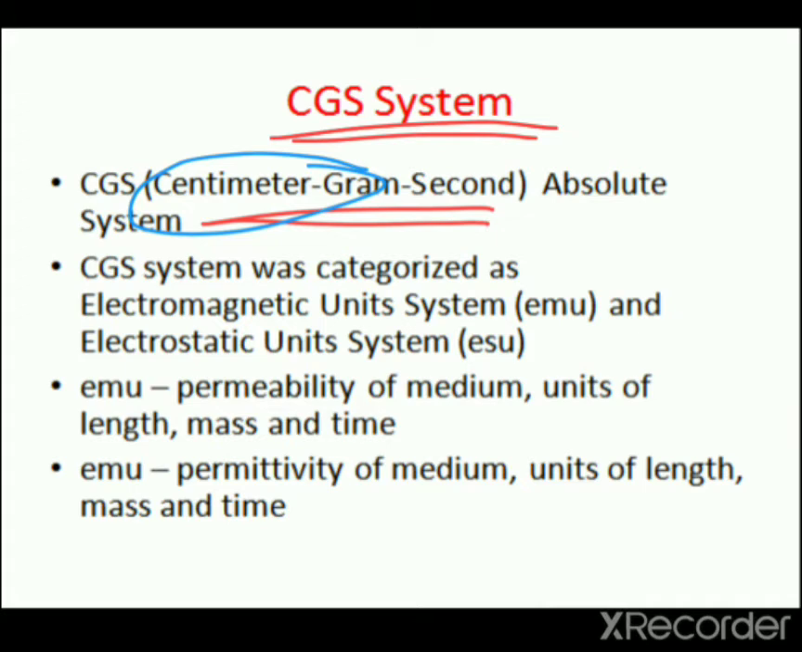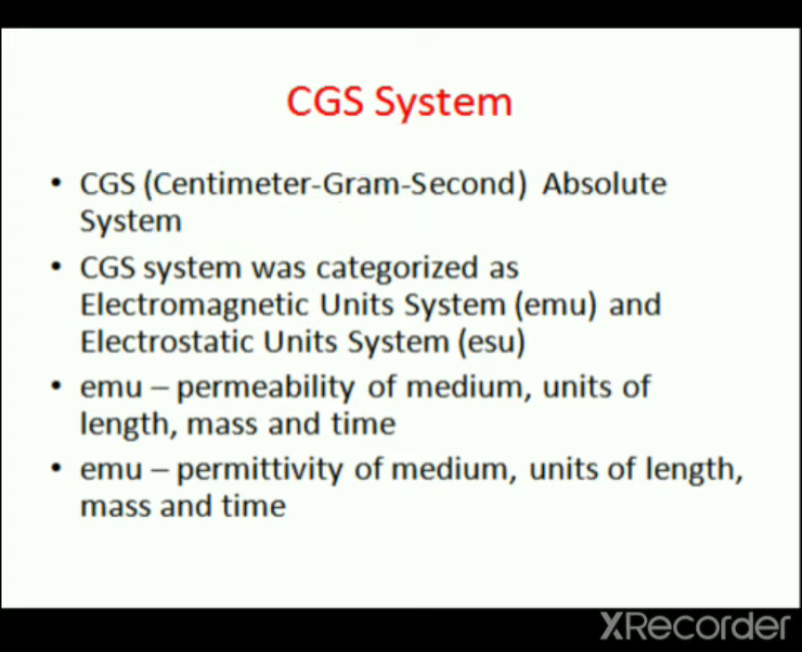To overcome the complications of the CGS system, a later new system was introduced, which is known as the MKS system of units. So here first we will discuss the CGS system. The systems using centimeter, gram and second as the fundamental mechanical units for the purpose of science and engineering for many years are called the CGS absolute system.